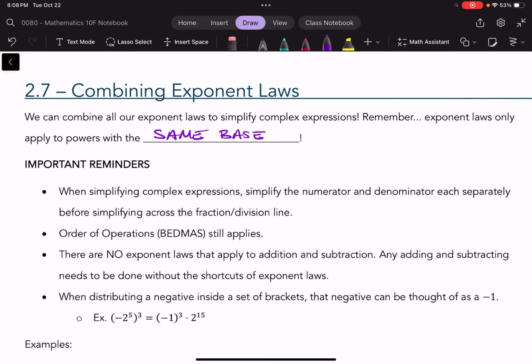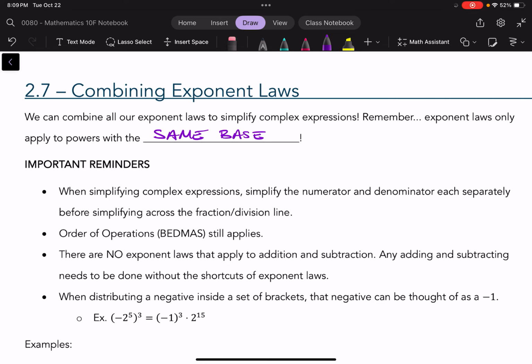It'll be important for us to establish common bases if we have numerical values that could be represented that way. When we are simplifying these expressions, some of them will have fractions involved, and it's a really good idea to treat the numerator as its own thing, maybe even put some giant brackets around it, and the denominator is its own thing. We can put some giant brackets around that too, but we can look at them separately before we simplify across that fraction line.